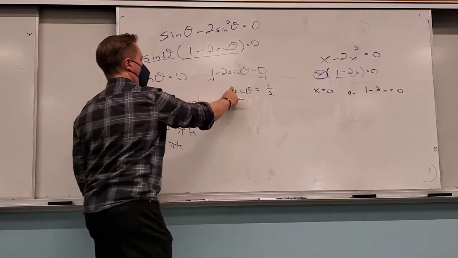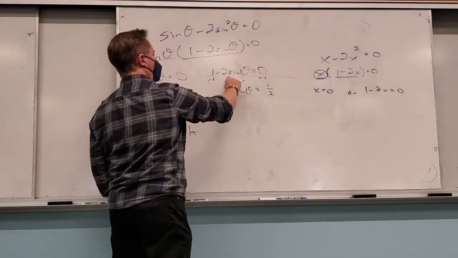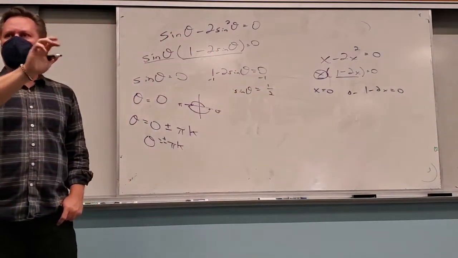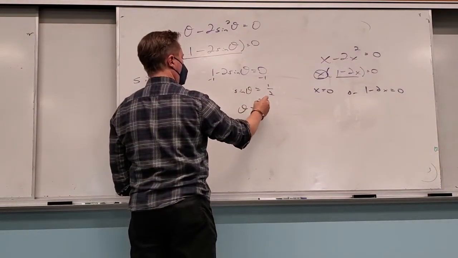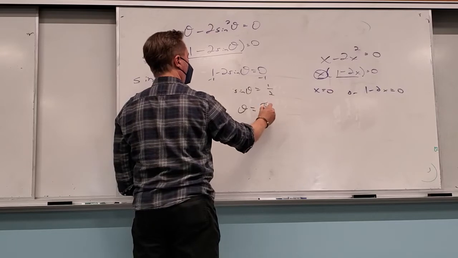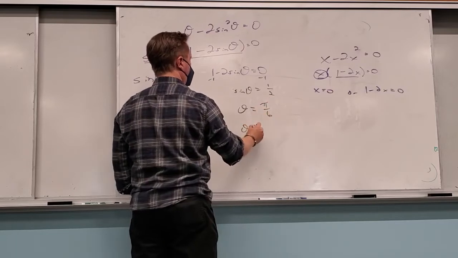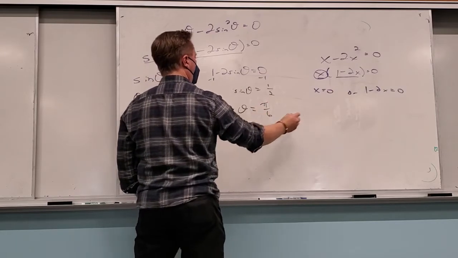Get out of there, 2. So subtract 1, divide by -2. Sine theta is 1/2. Yeah, so pi over 6, or, what else is sine 1/2?